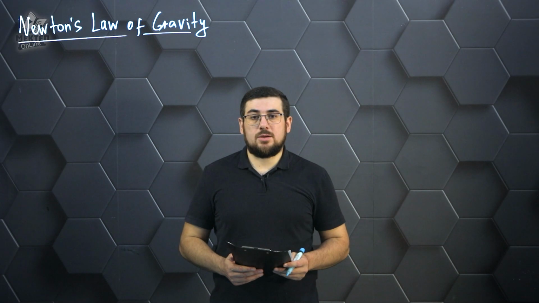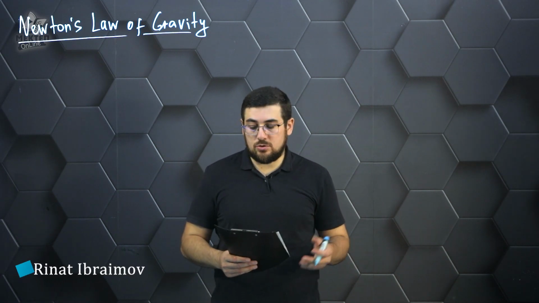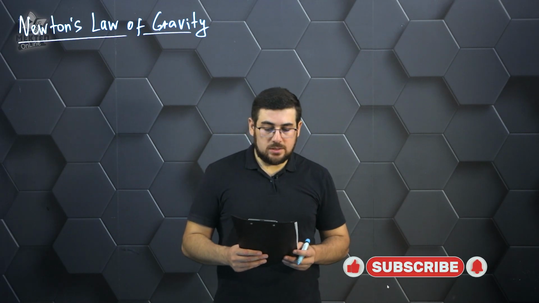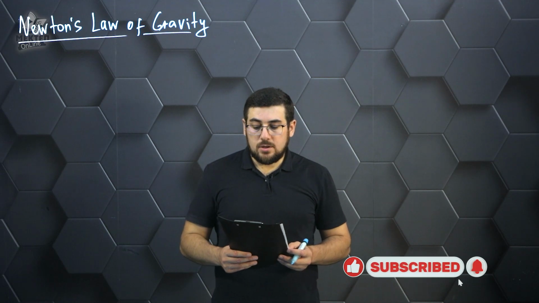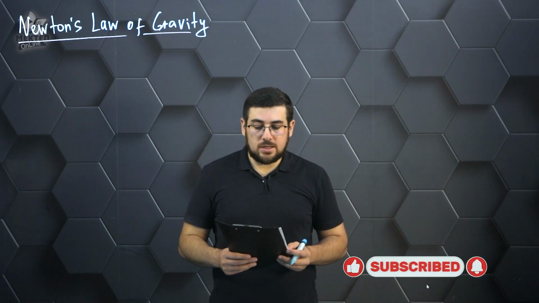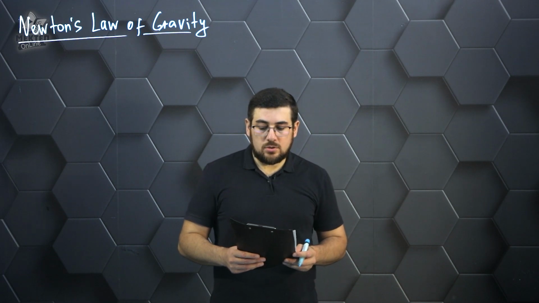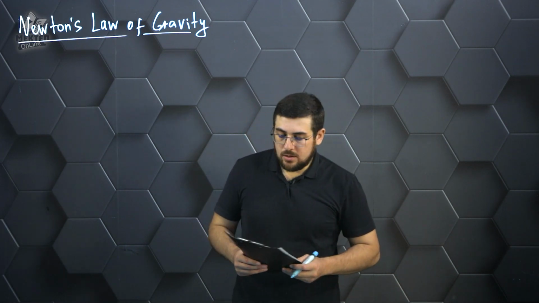Hi, today we are solving problems on the topic of the law of universal gravitation, and let's look at the next example. In one hand you hold an apple of mass 0.11 kilograms, in the other hand you hold an orange of mass 0.24 kilograms. The apple and the orange are at a distance of 0.85 meters away. What is the force of gravity that the orange exerts on the apple and the apple exerts on the orange?